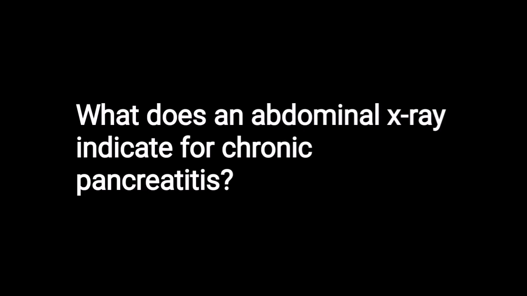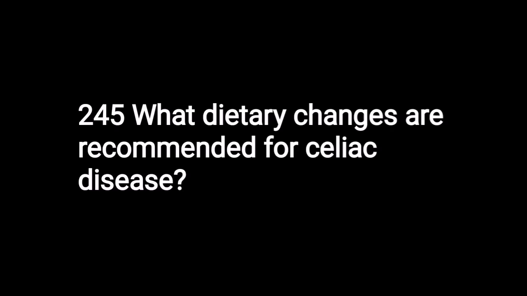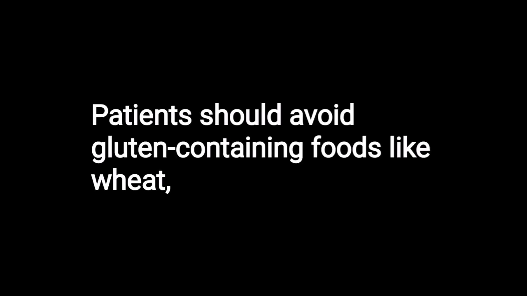244. What does an abdominal X-ray indicate for chronic pancreatitis? Abnormal X-ray results are very specific for chronic pancreatitis. 245. What dietary changes are recommended for celiac disease? Patients should avoid gluten-containing foods like wheat, oats, rye, or barley.